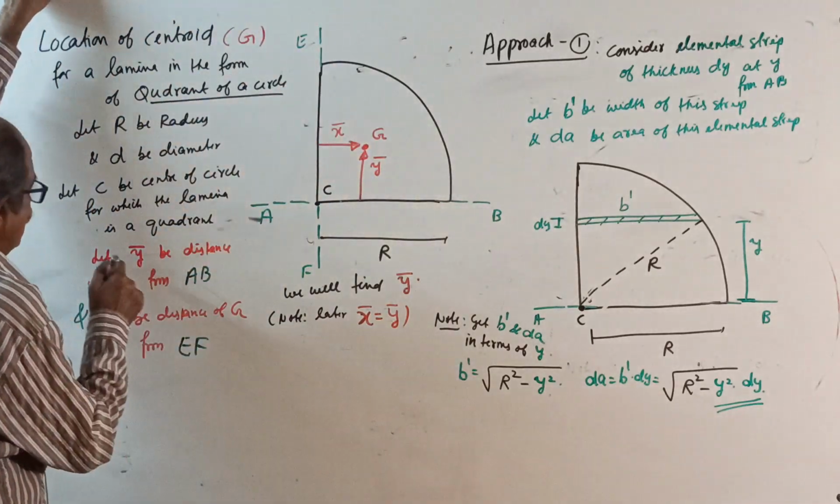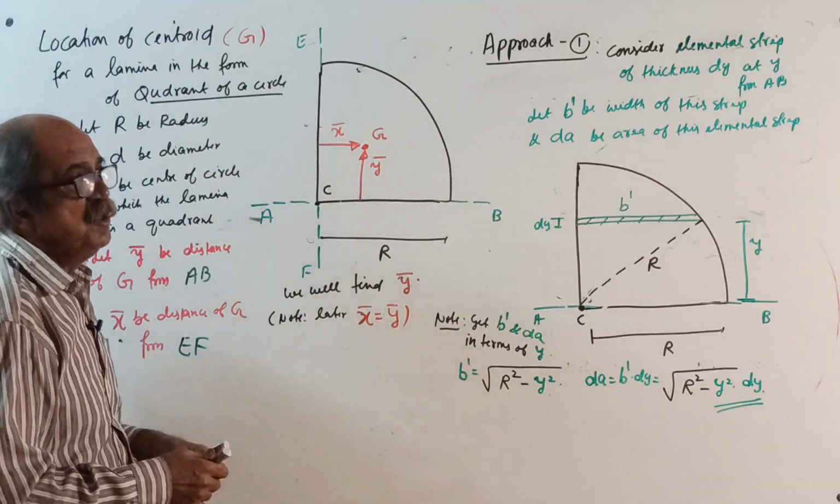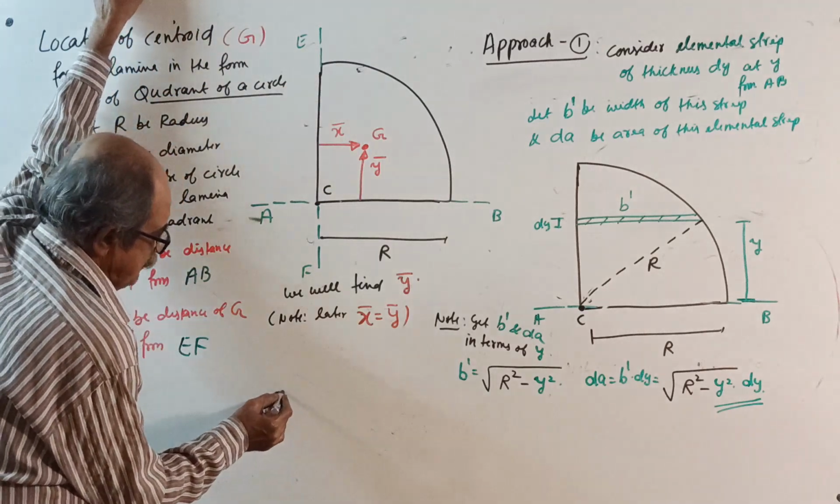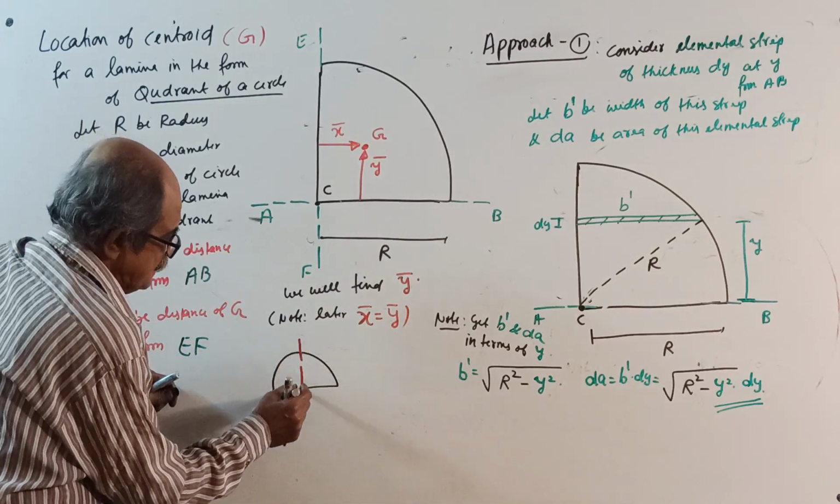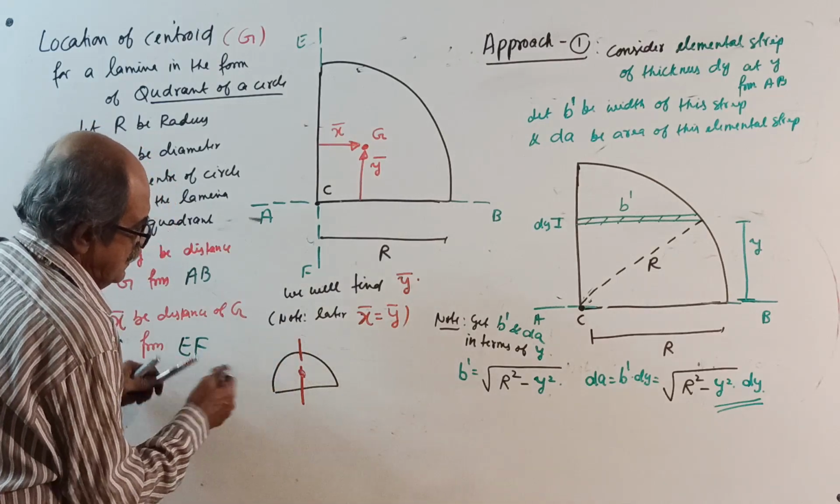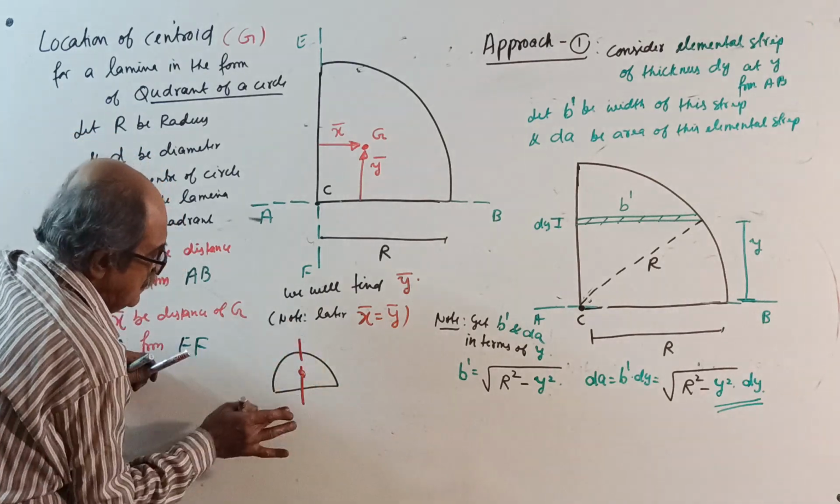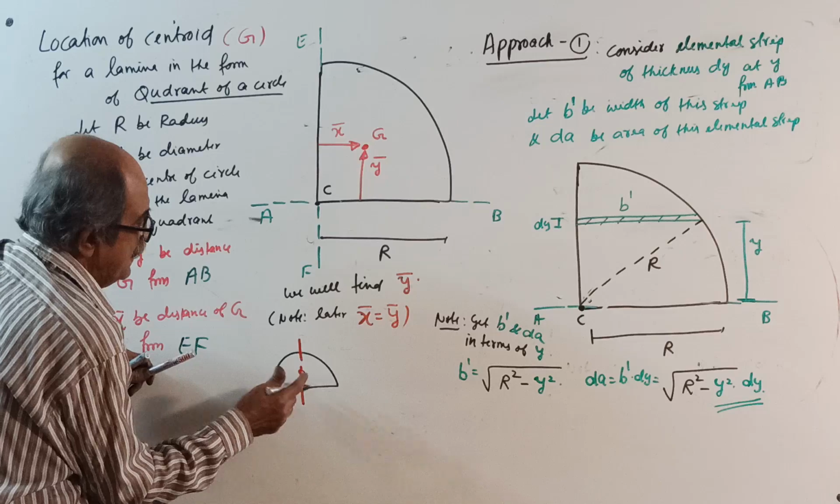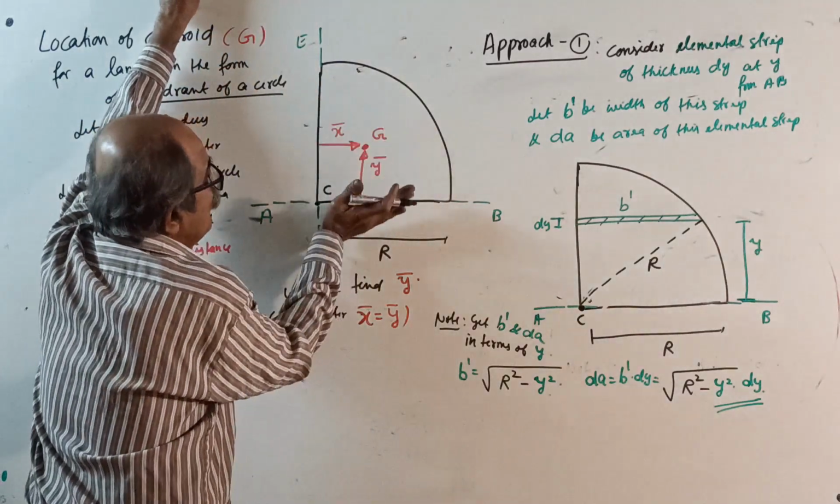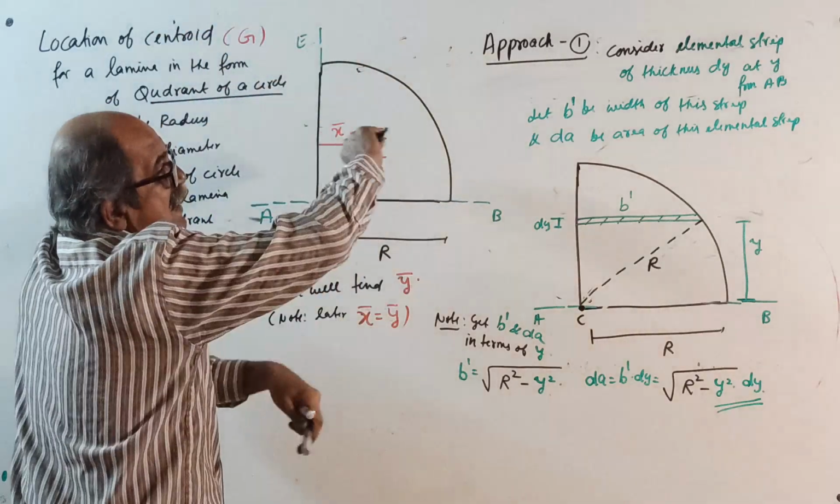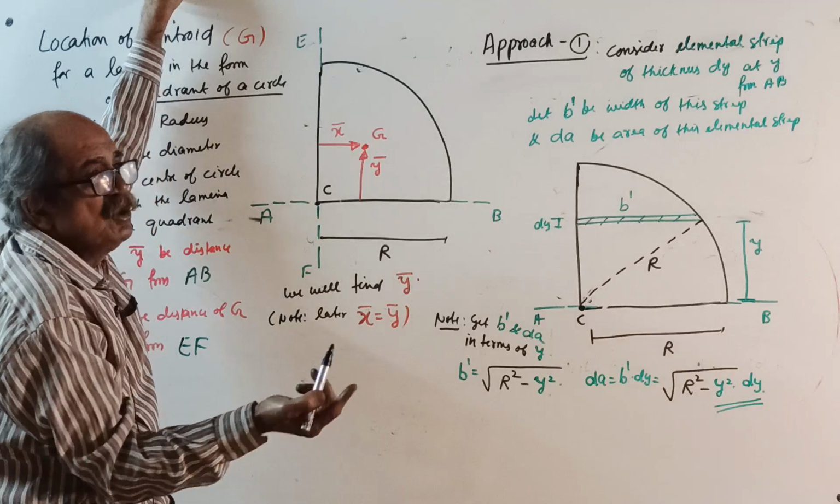I already told you, for a semicircle there is one symmetry axis, CG lies here. This way is y bar, this way is not required, midpoint. But for a quadrant, you require x bar, y bar both. But of course, if I turn here, your x bar will change over to y bar.